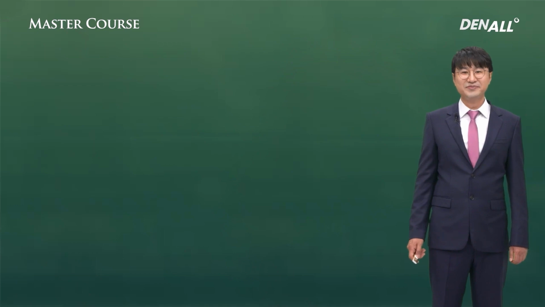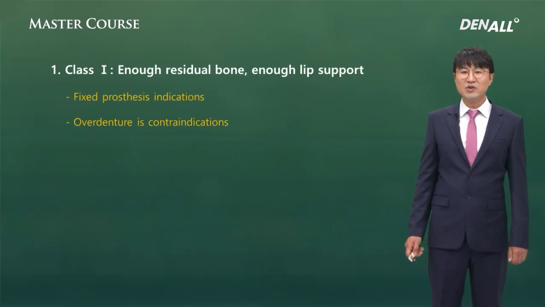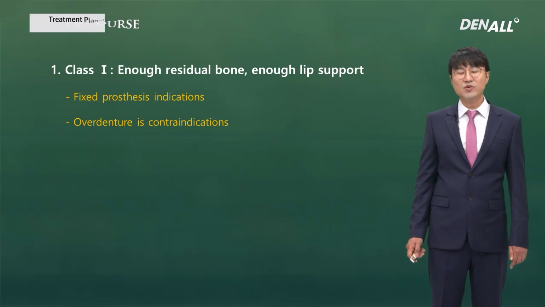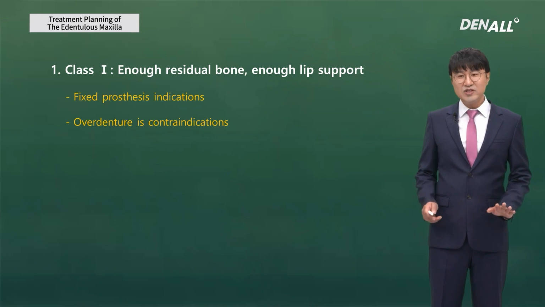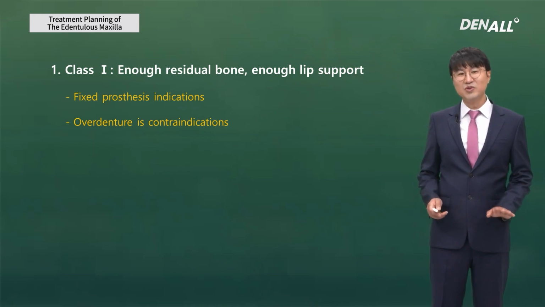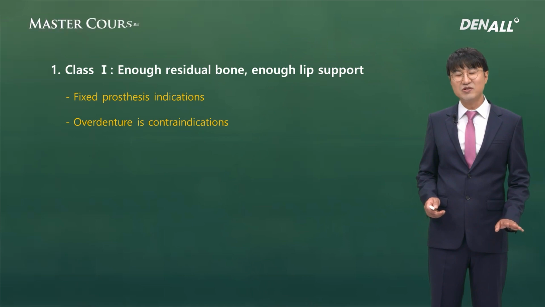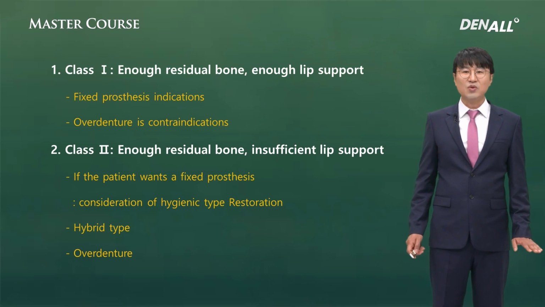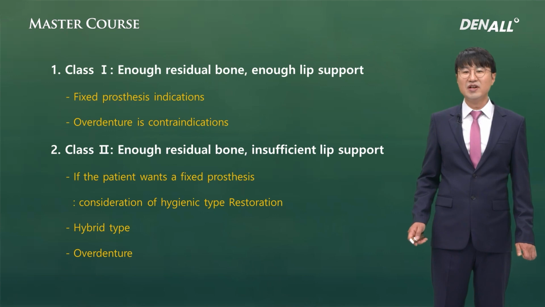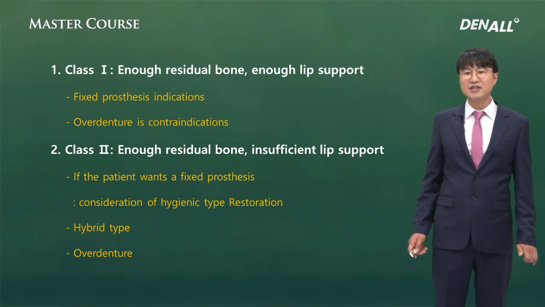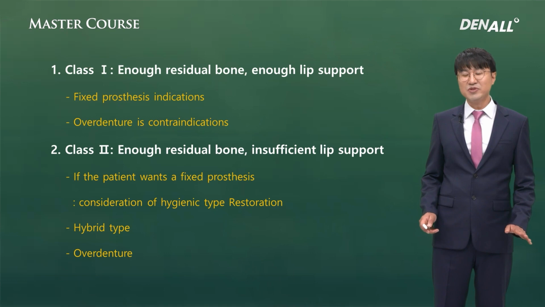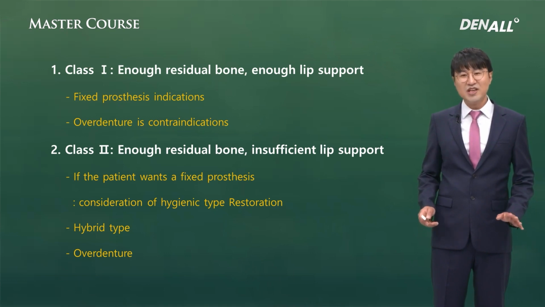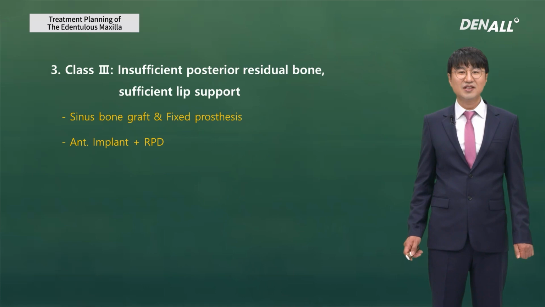So let me give you a summary. If you have enough residual bone as well as enough lip support, it's a good indication for fixed prosthesis, but a contraindication for overdenture. Overdenture being a contraindication, if you understood even that one sentence, you have learned a lot through this lecture. In class 2, you could think about overdenture, and if the patient wants a fixed prosthesis, the hygienic type is my favorite option because you can maintain oral hygiene better. And I hope you understand what the hygienic type is.